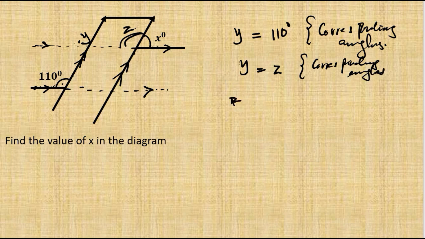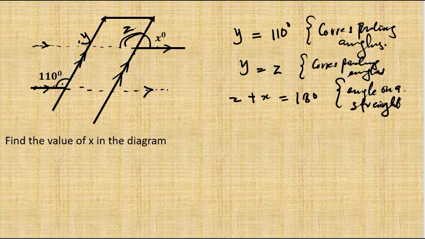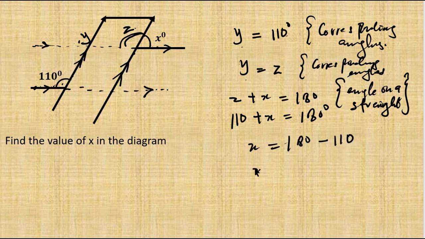Now I can pick my z plus x to be equal to 180. The note of angle on a straight line: the sum of angles on a straight line is 180. So if y is equal to 110 and y also is equal to z, automatically z is the same thing as what? 110. So 110 plus x is equal to 180 degrees. x will be equal to 180 minus 110. x is equal to 70 degrees.